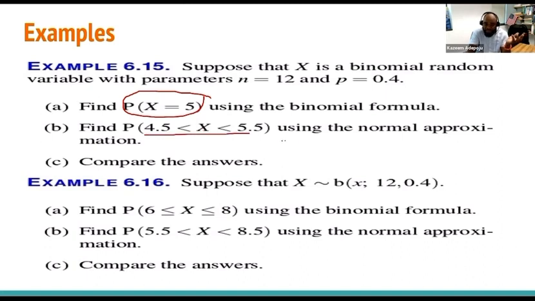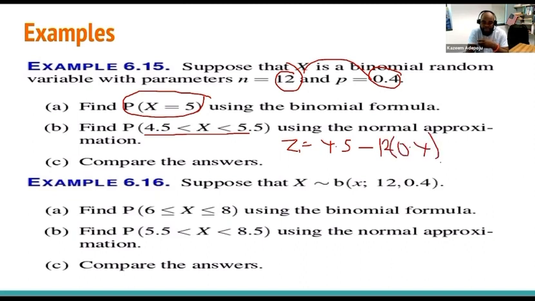I'm actually going to use a Z1 equal to 4.5 minus the mean of a binomial. Don't forget, the mean of a binomial is when you multiply 12 by 0.4. I think that is basically going to be 8 in a way. So np is going to be multiplying that guy by 0.4.